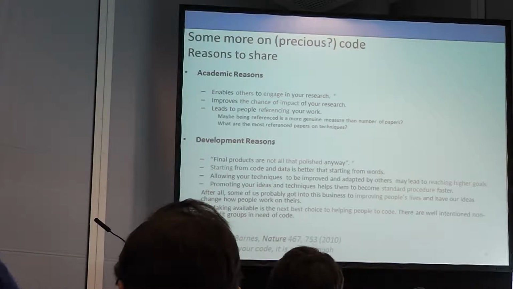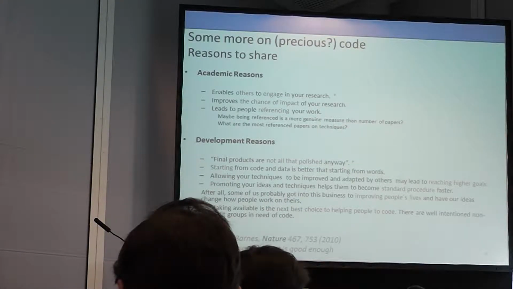And the development reasons. Final products are not all that polished anyway, so the final code that we see here is not that great. So are we worried that our testing code has claims of all kinds, that we are not going to be responsible for any bugs or anything? Why should we be worried about that?